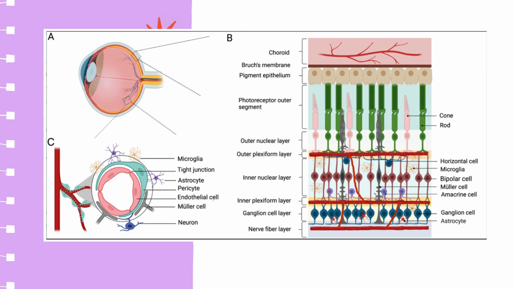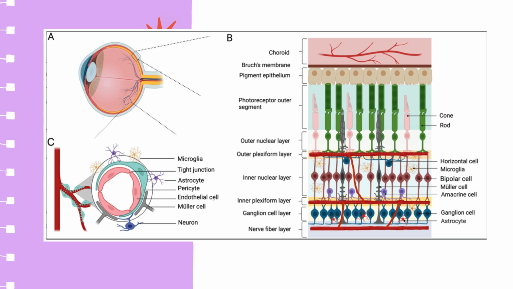So in part A, you can see it's basically the retina overview, okay? The retina is the innermost layer of the eye, and it's responsible for converting light into neural signals. And blue light, because of its high energy, can penetrate deeply into the retina, causing stress on multiple layers.